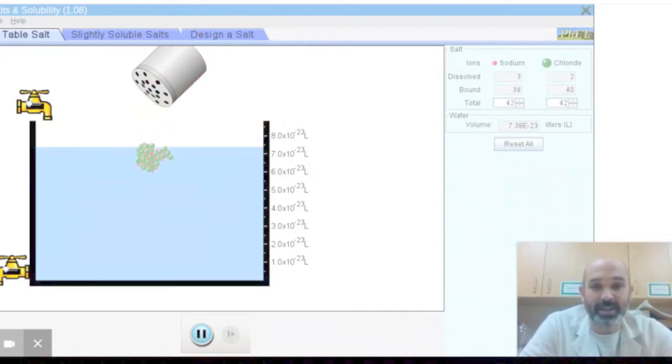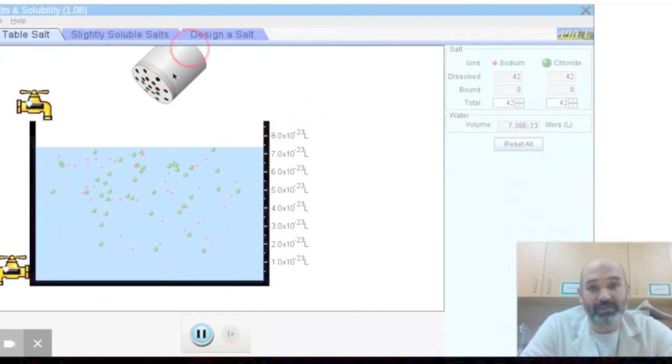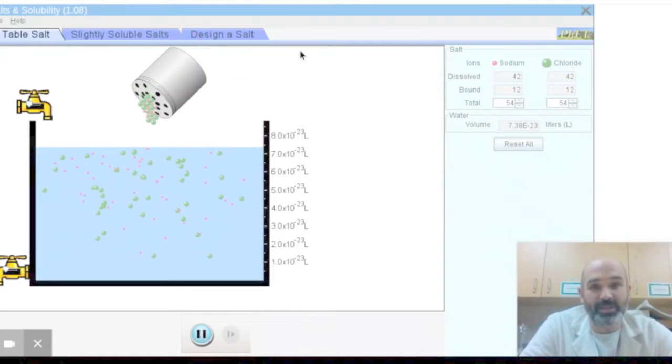As you see, as the solid gets into the water, it dissociates into ions. So again, the sodium and the chloride anion break apart and are dissolved in the water. You can see all 42 of these ions are dissolved. If I shake even more in, you can see that all of those are going to be dissolved in the solution. So again, this is the process of dissolving. It's a physical change, and we're going to be using this throughout this lab.